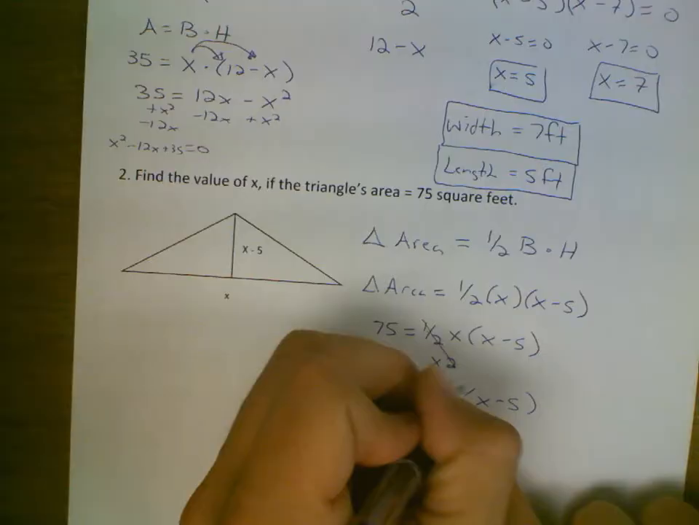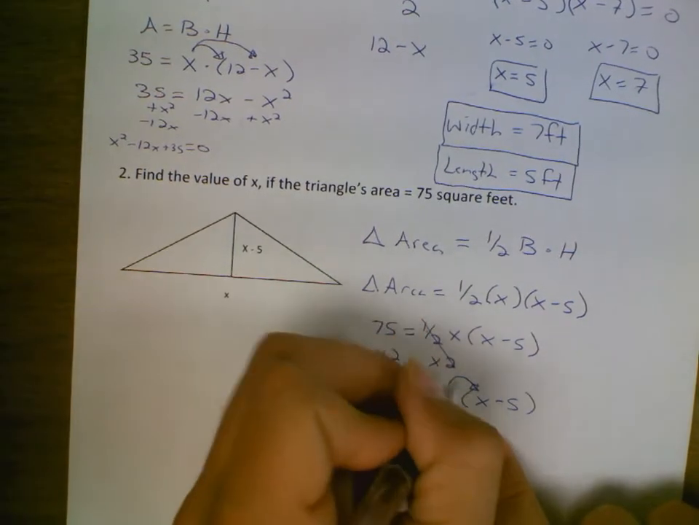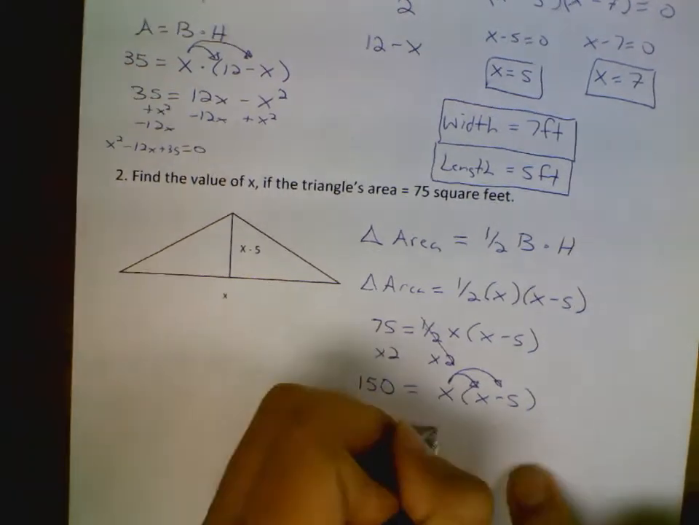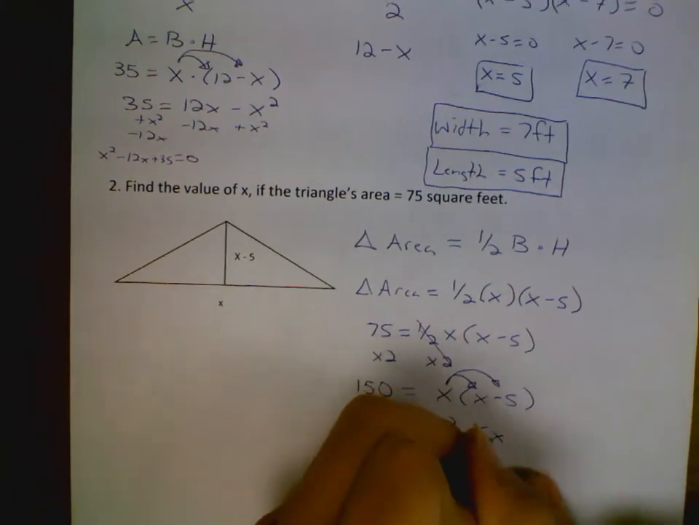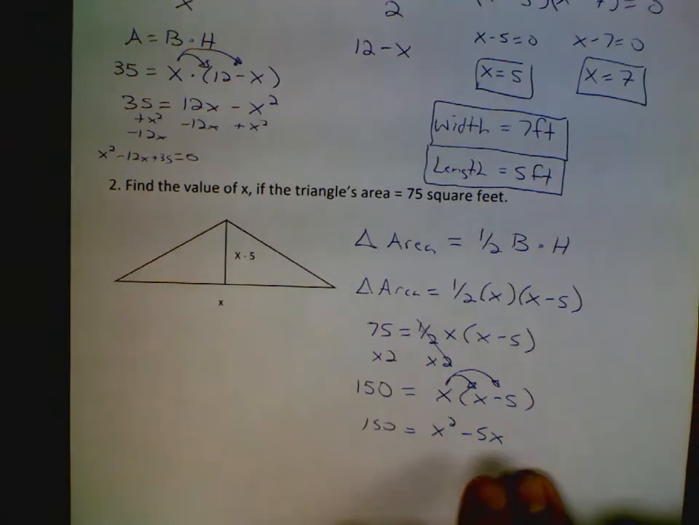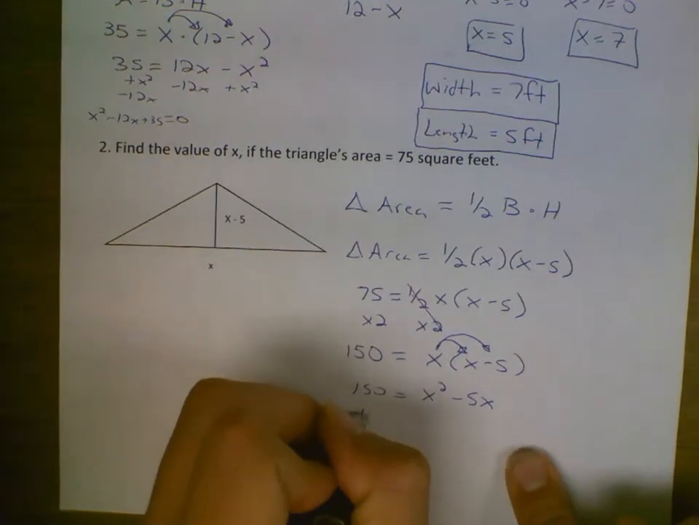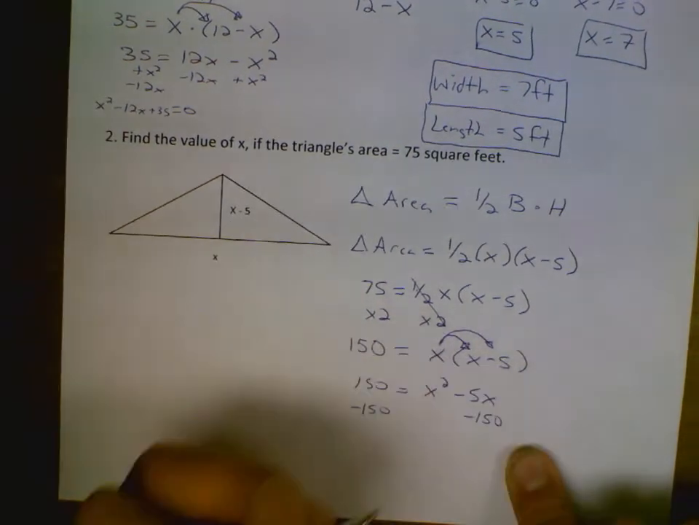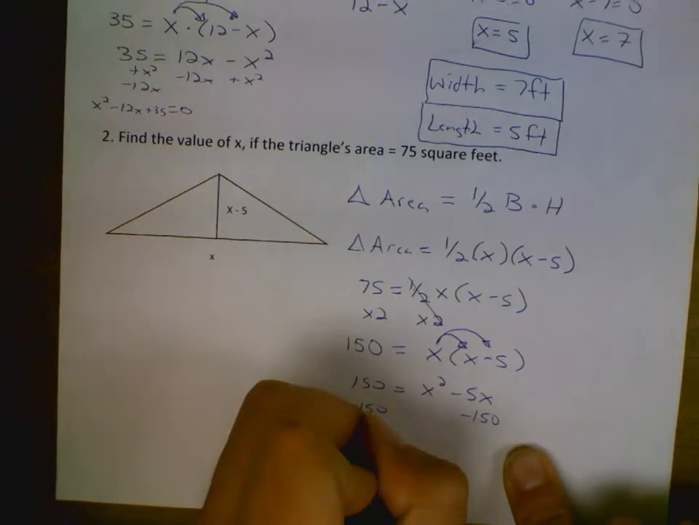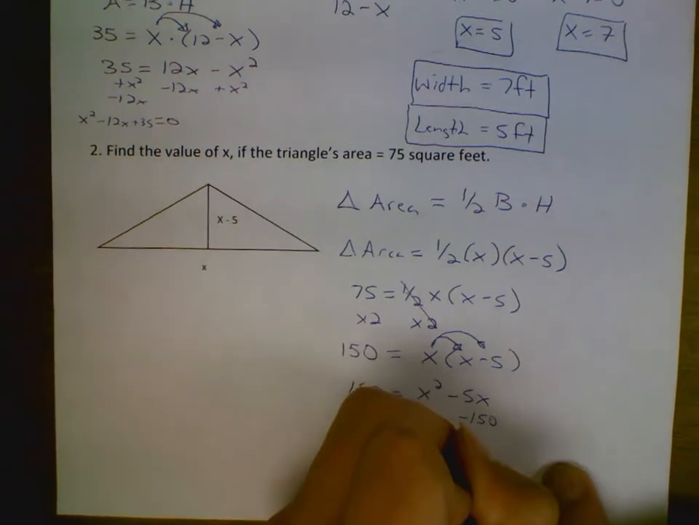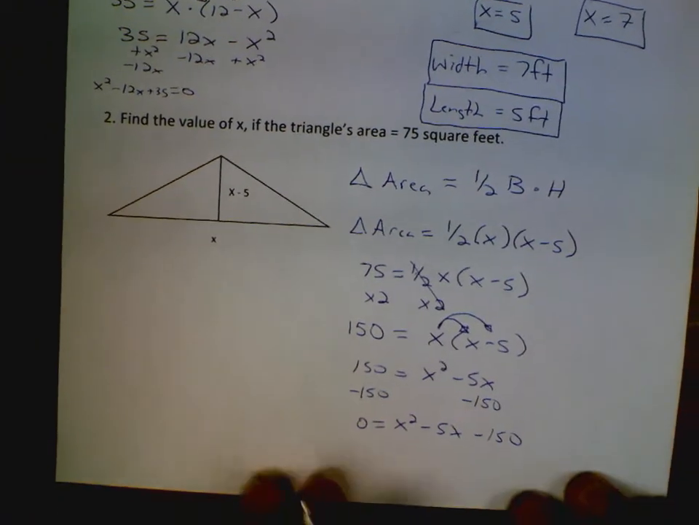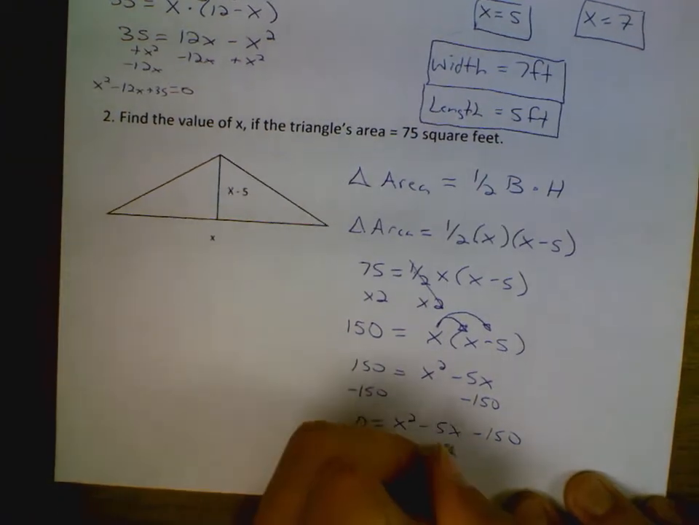Now I can distribute the x without worrying about the half. And I'll get x squared minus 5x equals 150. Once again, this is a standard form quadratic. So I can just subtract the 150 to get everything on one side. That's going to give me 0 equals x squared minus 5x minus 150. And then I can solve this by factoring.